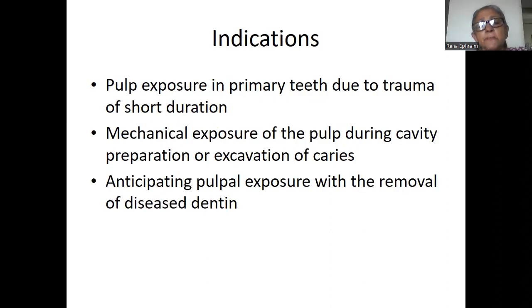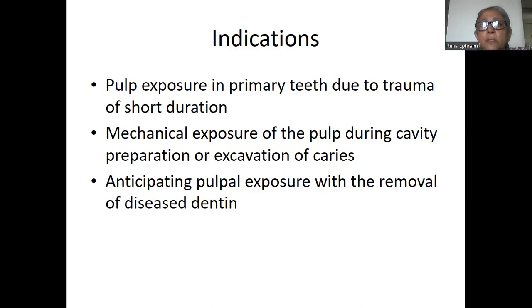The indication, there are mostly two indications. The tooth should be vital. The pulp exposure in the primary tooth due to trauma of short duration is usually an indication for pulpotomy. Mechanical exposure of the pulp during cavity preparation or excavation of caries. Anticipating pulpal exposure with the removal of the diseased dentin.